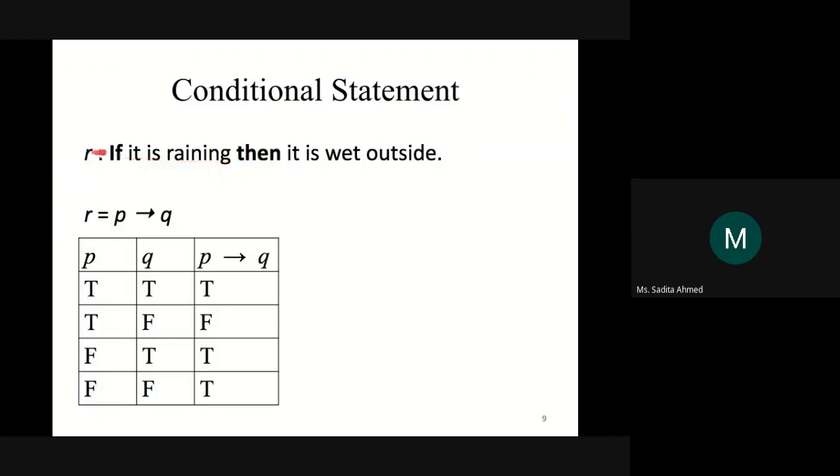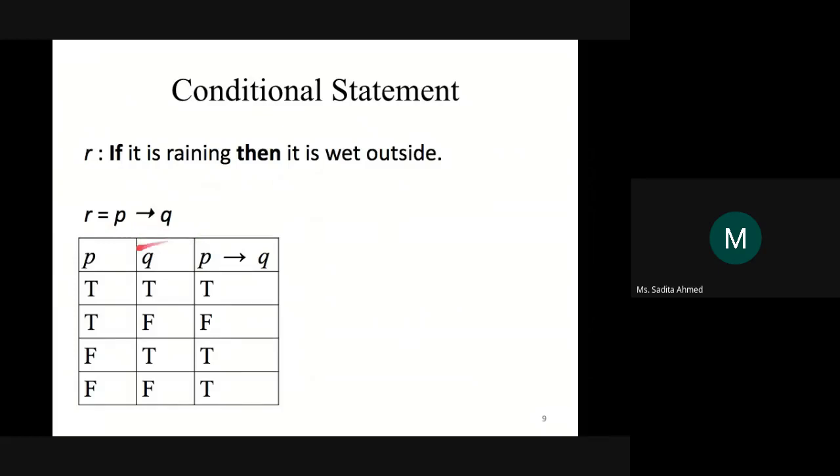So if you remember, "it is raining" is represented by the propositional variable P. "It is wet outside" is represented by the propositional variable Q. So this is essentially if P, then Q. That is, if P is true, then Q is true, represented by the implication right here. P implies Q.